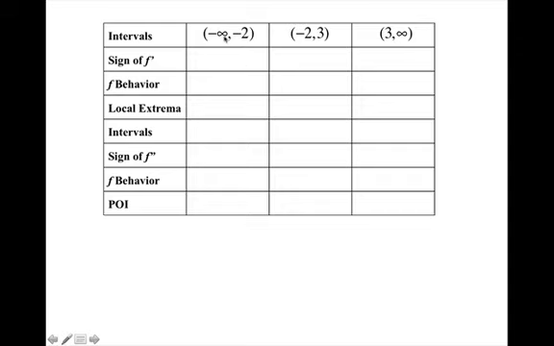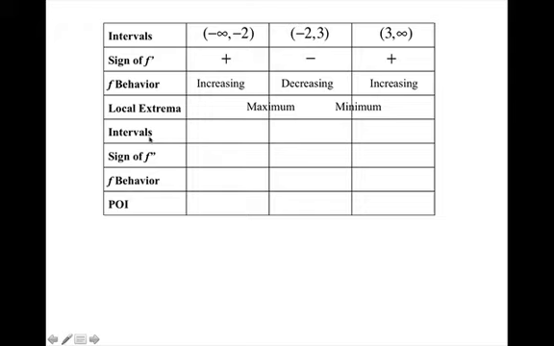I'm going to pick a number within each interval, plug it in to the first derivative. So when I do that, I would get a positive first derivative, a negative first derivative, and then a positive first derivative. So this tells me that my graph is increasing, decreasing, and then increasing. Now for local extrema, since I'm going from positive to negative, that means I have a maximum at -2. And since I'm going from negative to positive, I have a minimum at 3.